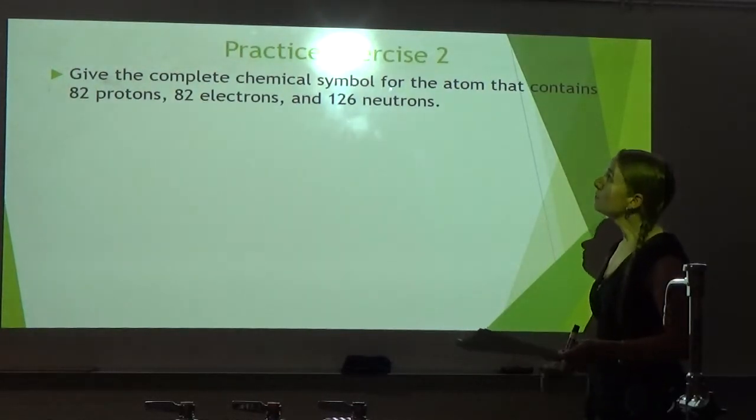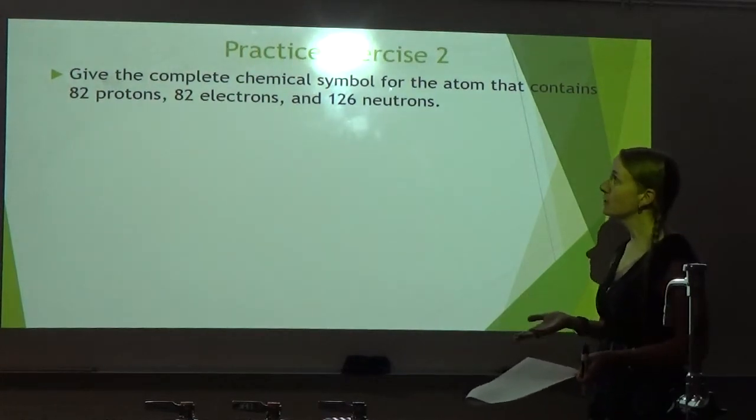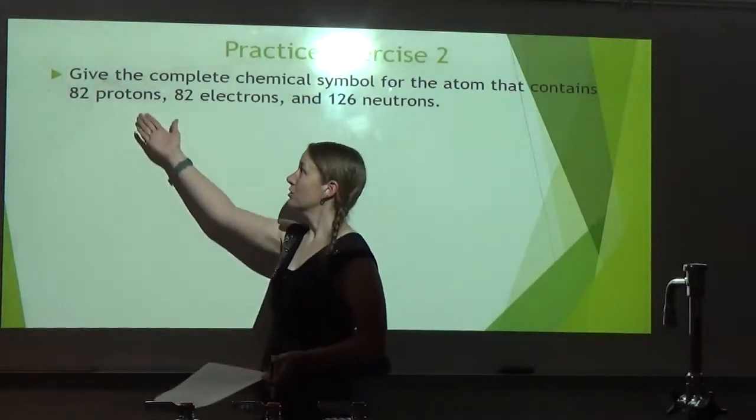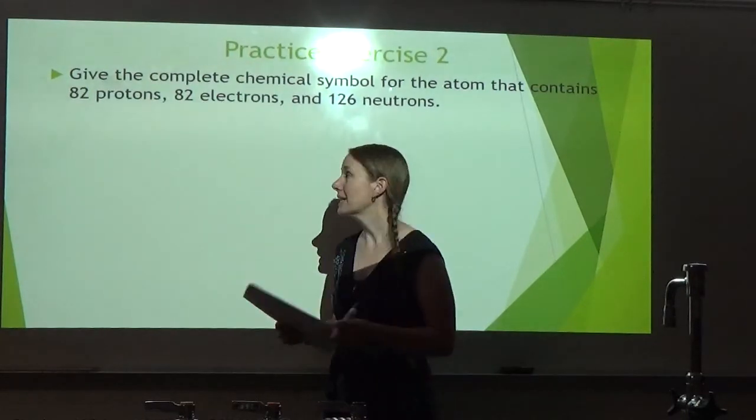Alright, so it says give the complete chemical symbol for the atom that contains 82 protons, 82 electrons, and 126 neutrons. Well, first I got to figure out what element it is. So it tells me 82 protons, so I'll look at the periodic table. Number 82 is lead, so it's Pb.